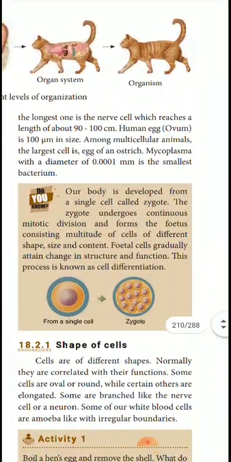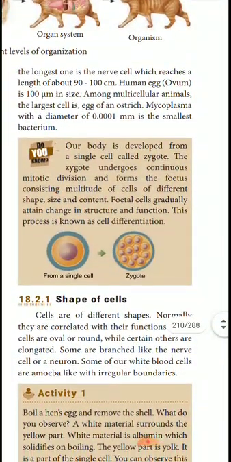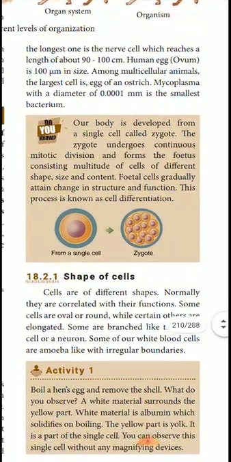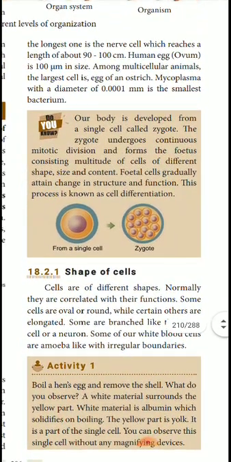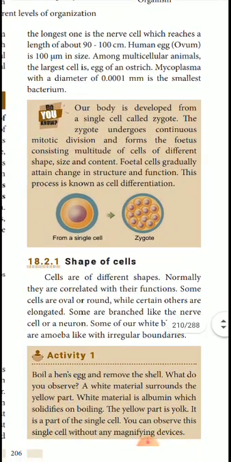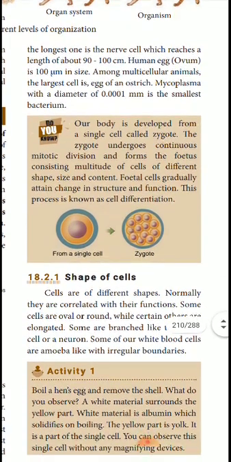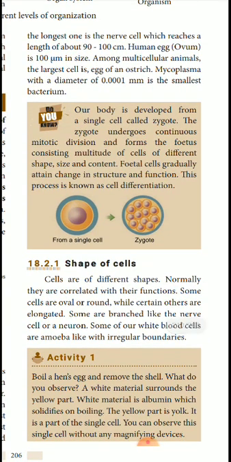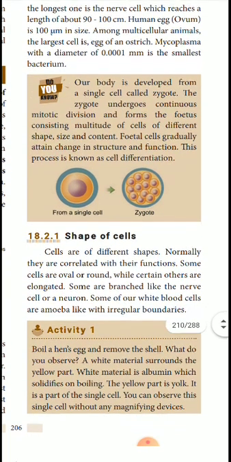Underline that, they will ask it as a one-word question. The longest cell reaches a length of 90 to 100 centimeters. The human egg is 100 micrometers in size. Among multicellular animals, the largest cell is the egg of the ostrich, and this is also a one-word question. Mycoplasma, with a diameter of 0.0001 mm, is the smallest bacterium.